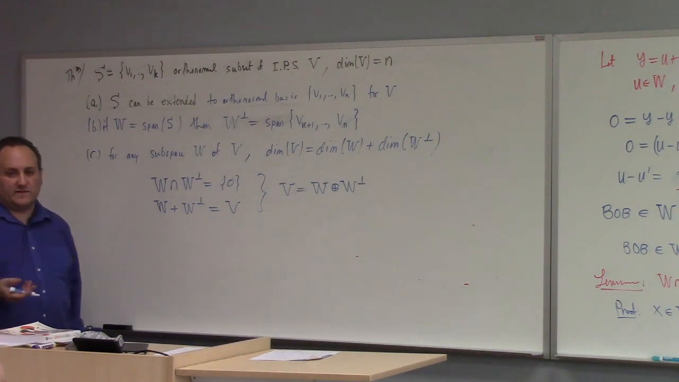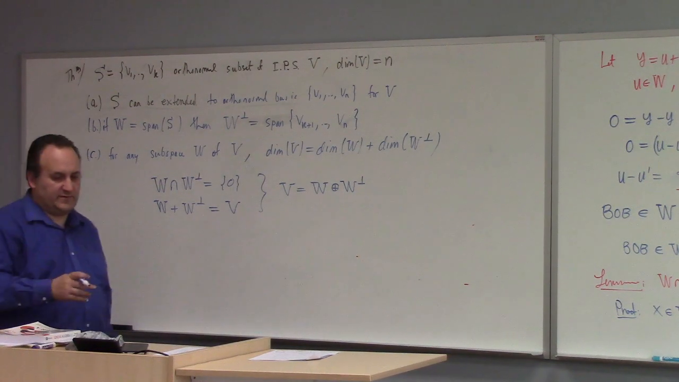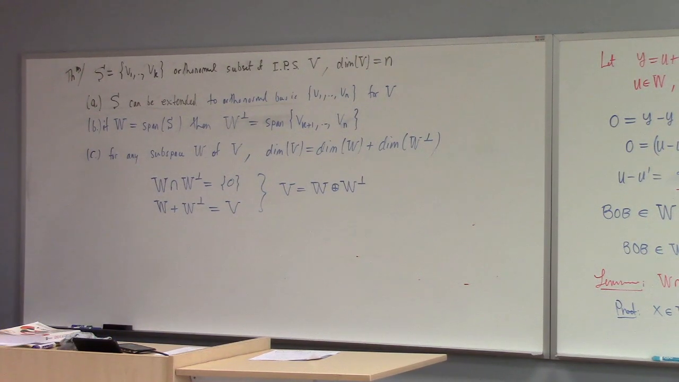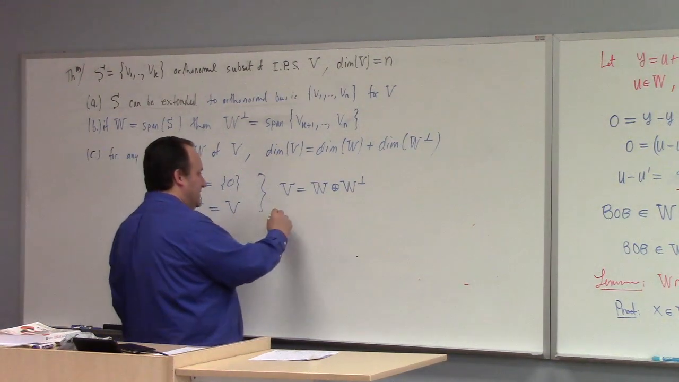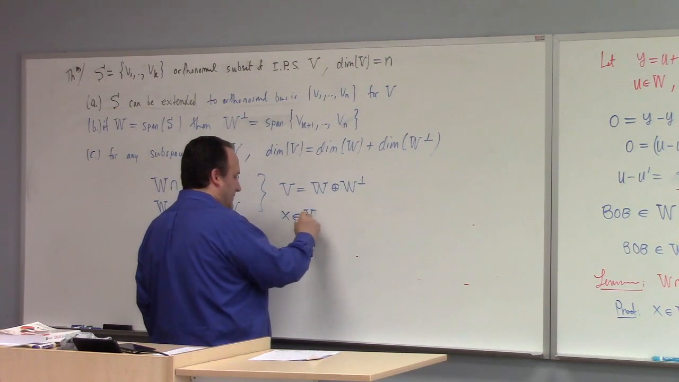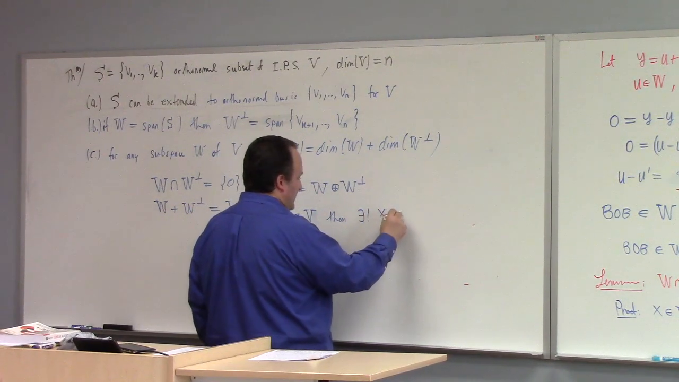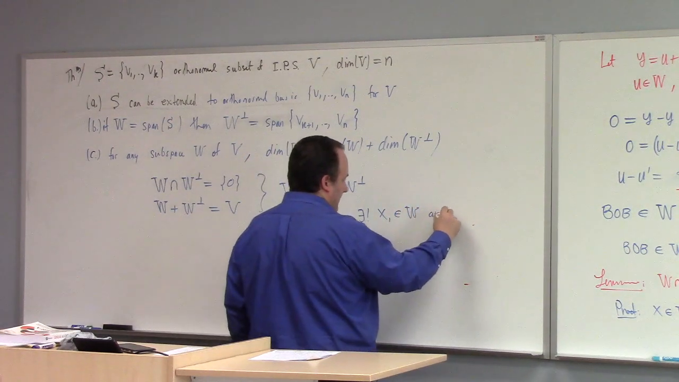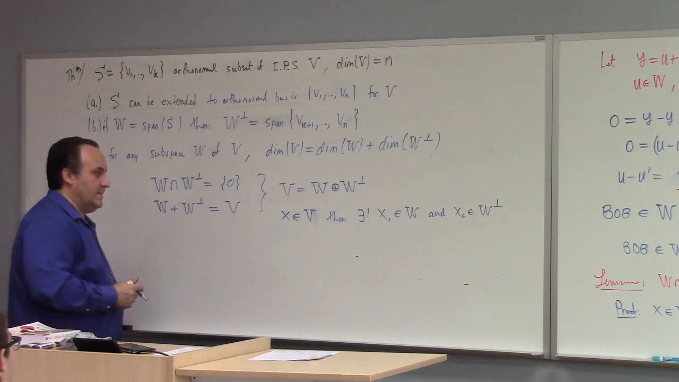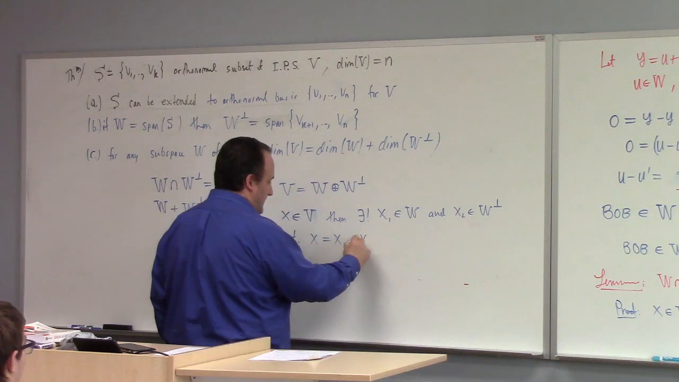Remember in the discussion of independent subspaces, we had 5 different characterizations, right? And one of those was the fact that there's a unique decomposition of any vector into a sum of vectors in each of the subspaces. So if I pick X in V, then there exist unique X1 in W and X2 in W perp such that X is X1 plus X2. And how would you calculate X1 and X2 if you wanted to?